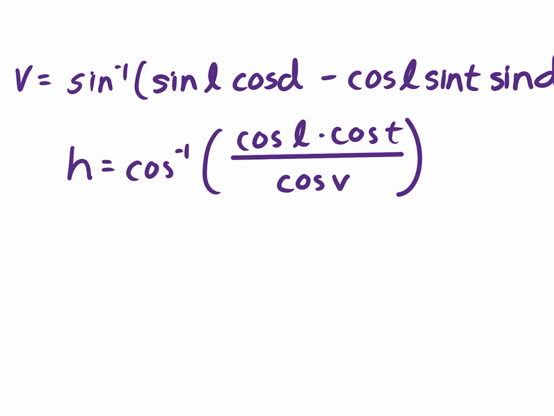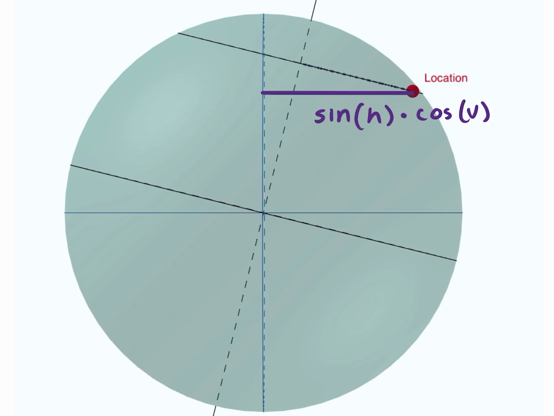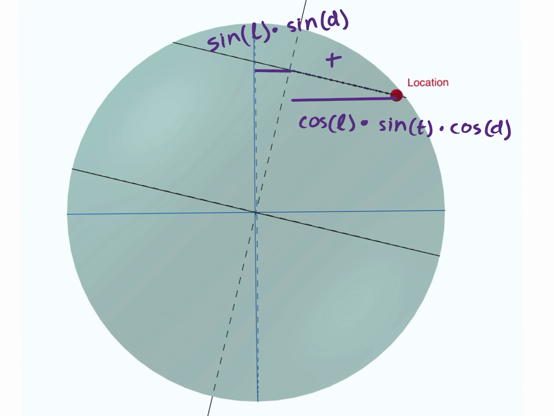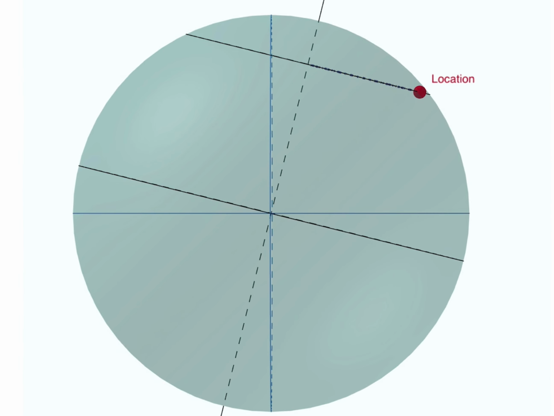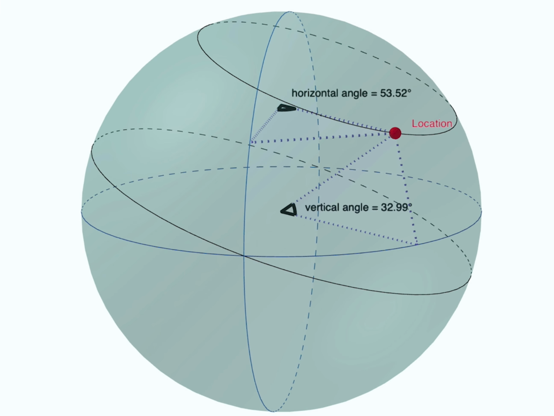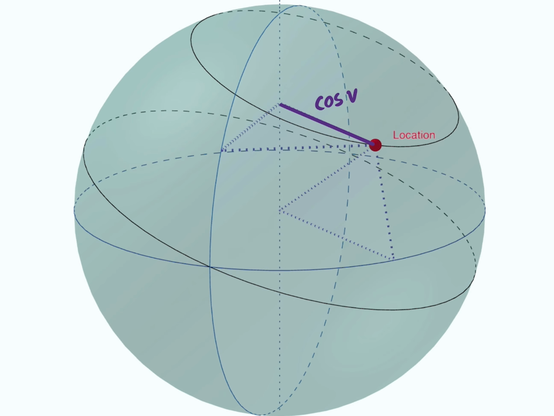Instead of finding H and V separately and then plugging them in, we can instead find a segment that has the length of sine H times cosine V and figure out how to find that segment's length in terms of L, D, and T. If the sphere has a radius of 1, then this segment is equal to sine H times cosine V. Remember, these are the horizontal and vertical angles. This segment is equal to cosine V. Knowing that, we can make a right triangle here, and this angle is the horizontal angle, and so this leg is equal to cosine V times sine of H.